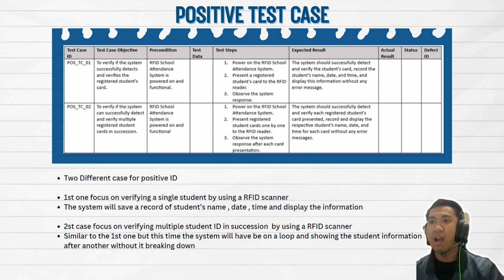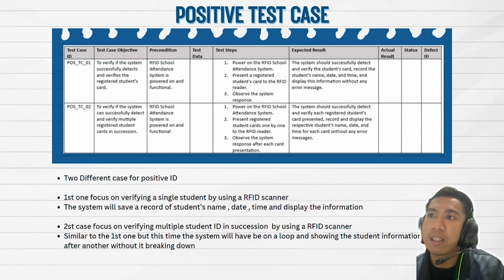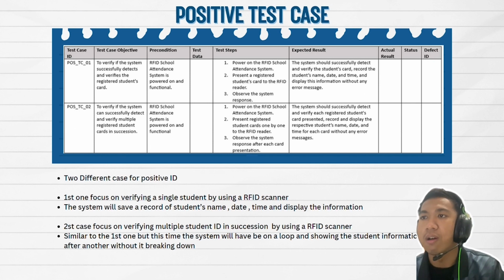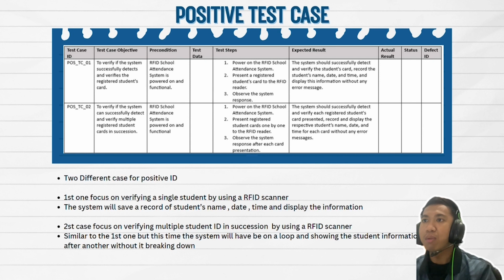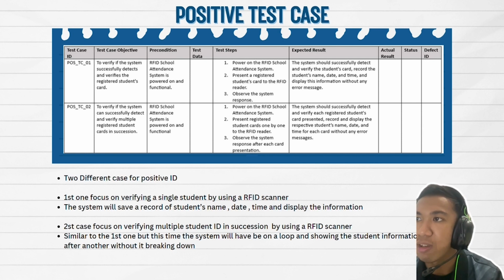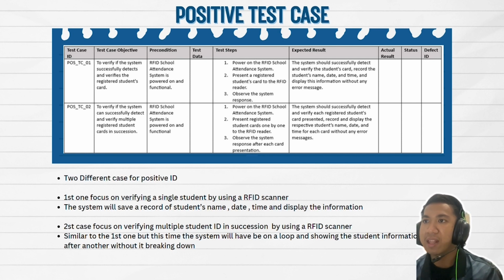So the RFID reader will scan one by one when you scan multiple students, and after scanning, observe the system respond after each card presentation. So let's look at the expected result for the first case. The system should successfully detect and verify the student's card, record the student's name, date and time, and display this information without any error messages. So that's the positive test case.